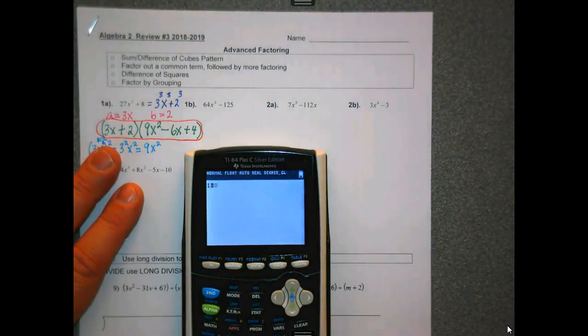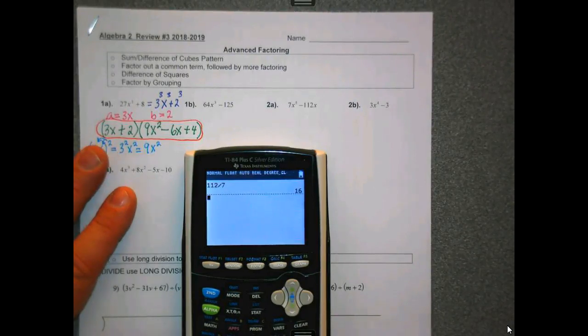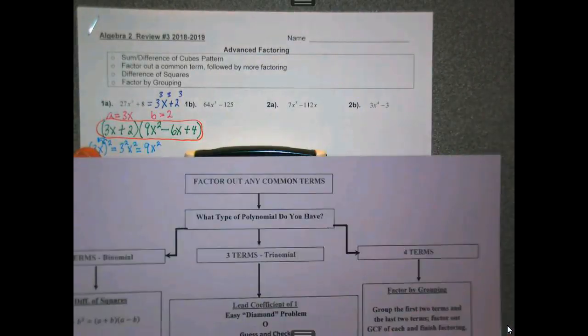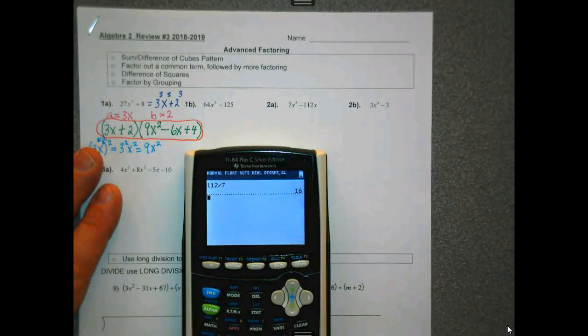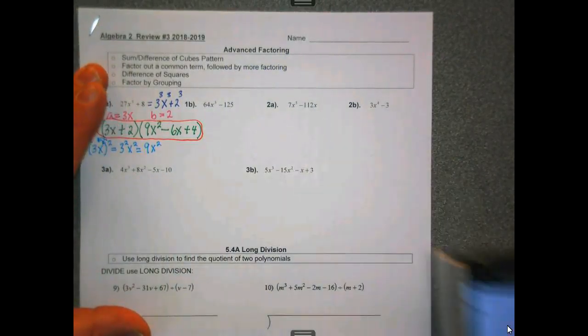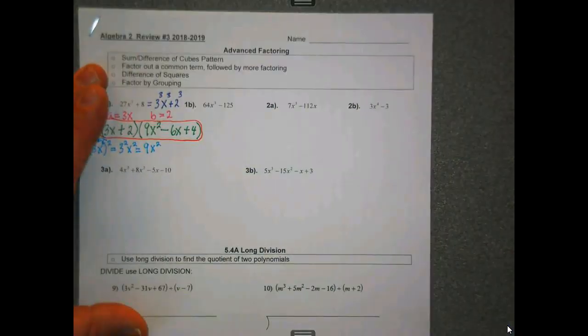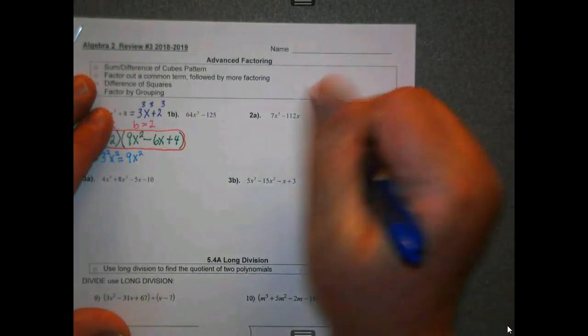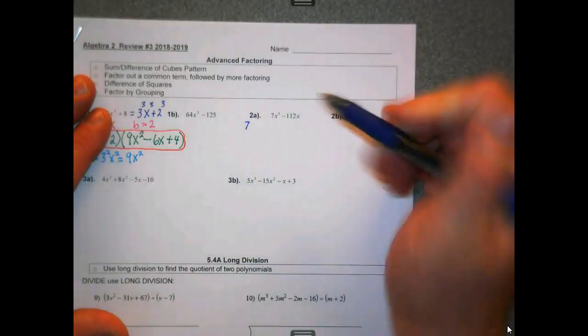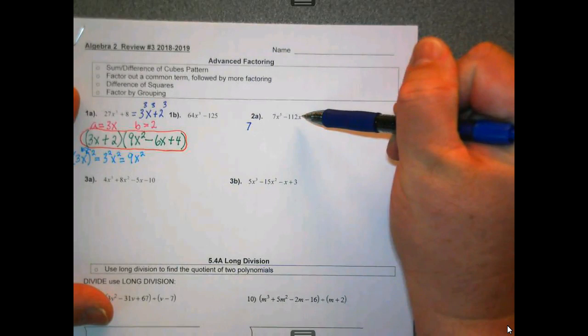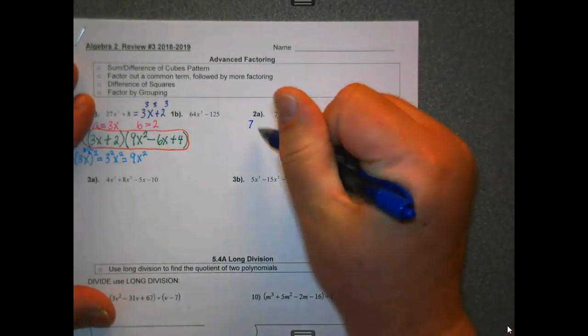I'm going to take 112 and I'm going to divide it by 7. And sure enough, I get a whole number, 16. So I can factor out a 7 because that's what my purple flowchart tells me. I'm going to factor out a 7 first. In fact, not only can I factor out a 7, but I can factor out an x.